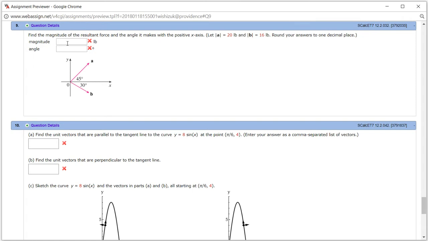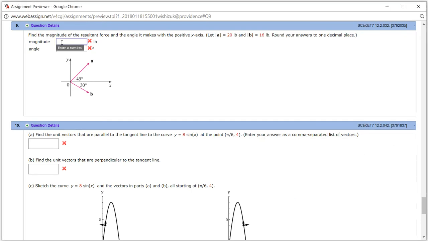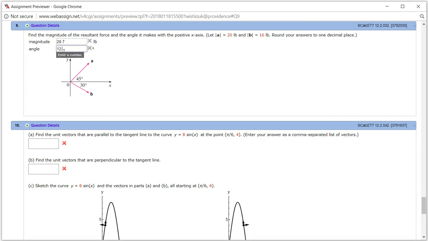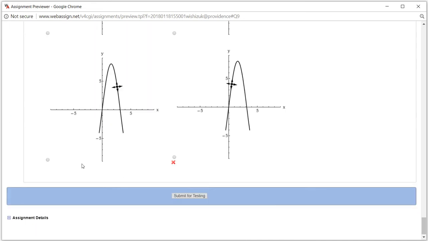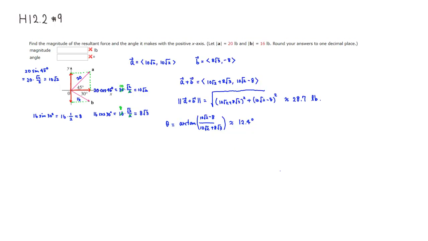So we came up with 28.7, and the angle was 12.4, so I'm going to put 12.4 degrees. Let's check the answer. I'm going to go down and submit for testing. It came back and looks like we got both of these correct. That's it. I hope that this was clear.